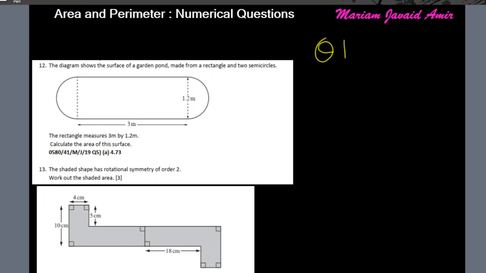Okay, question 13 is, the shaded shape has a rotational symmetry of order 2. That means, just in case you haven't studied rotational symmetry yet, that this side is exactly equal and similar to this side. So what I'll do, I'll find the area of this side and then simply multiply it by 2.